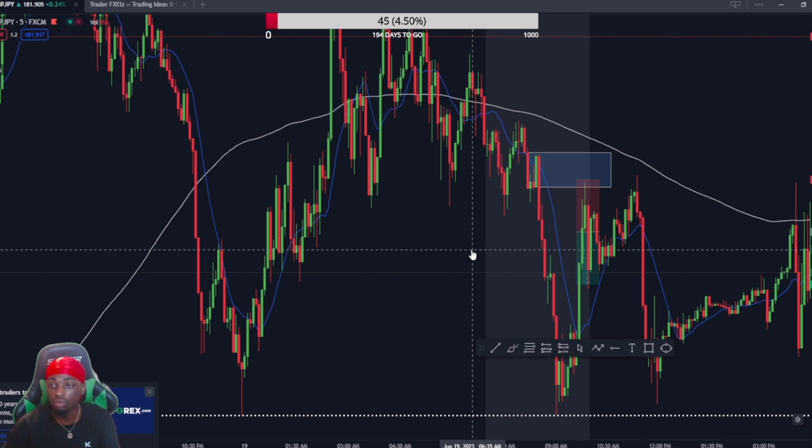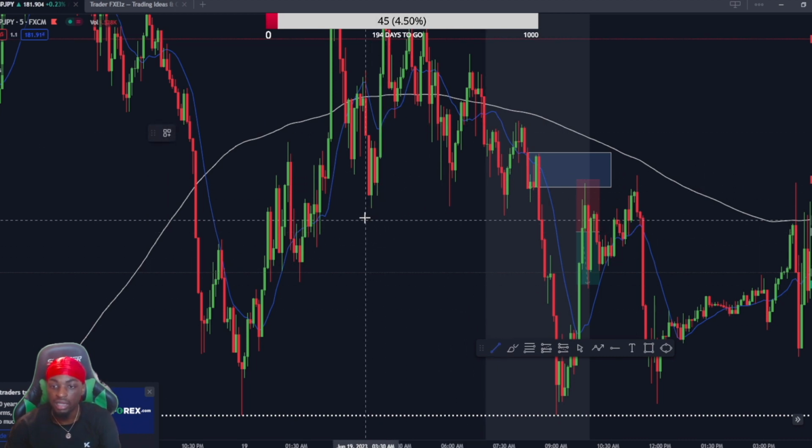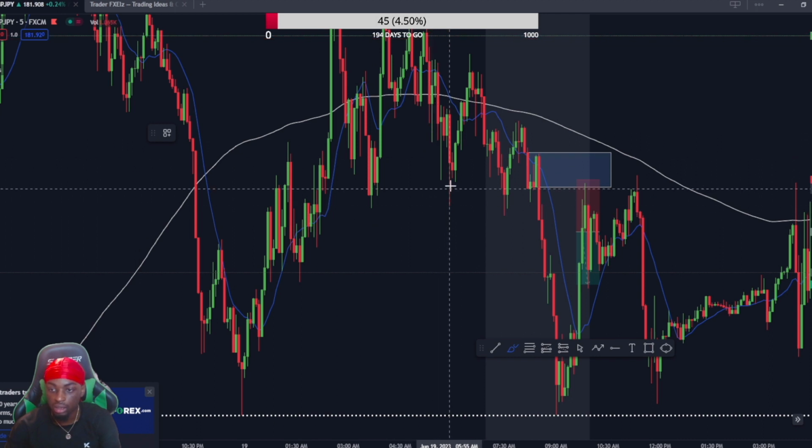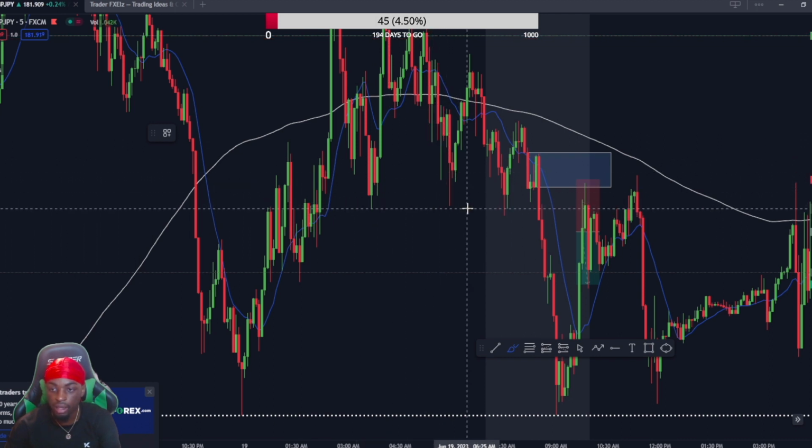Say for instance, what I mean by breaker structure for some people who don't understand. Say you got these lower lows. These lows haven't been broken yet, right? Boom. Like right here, this is a minor breaker structure.